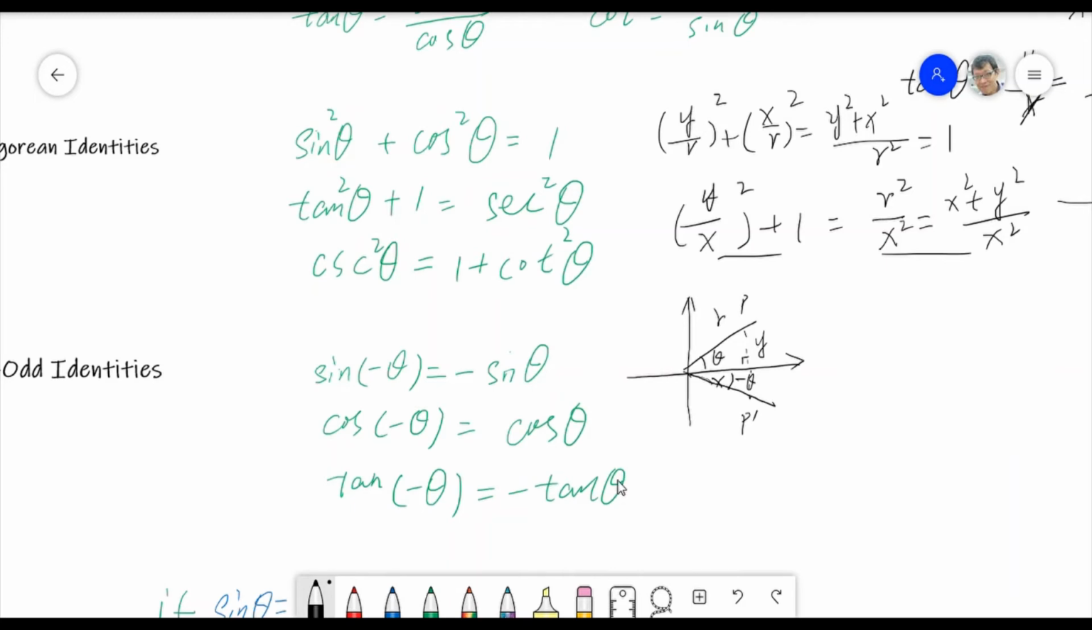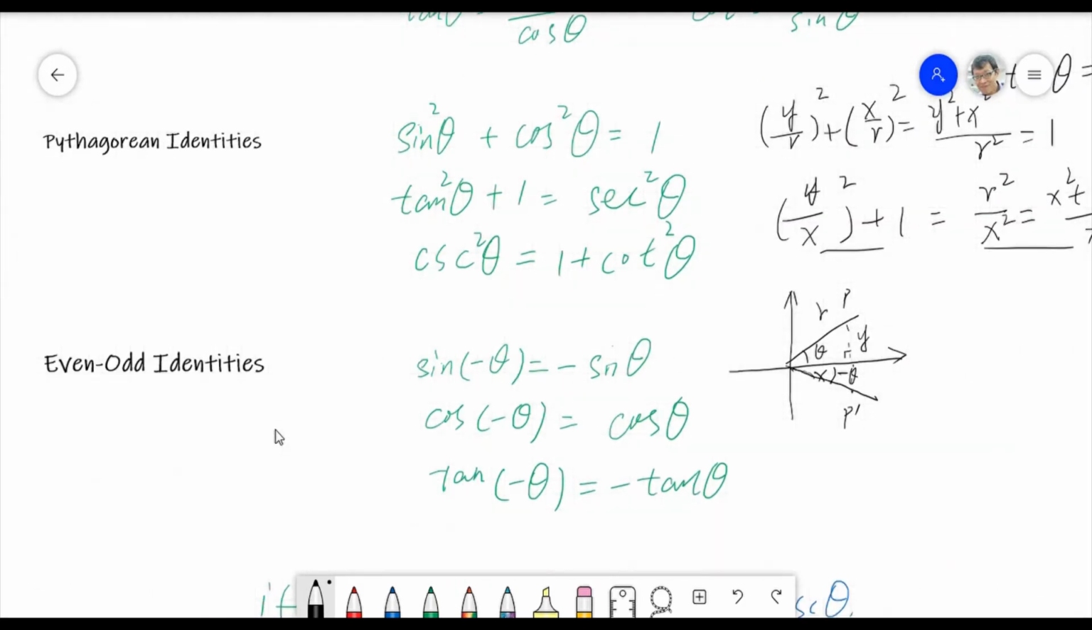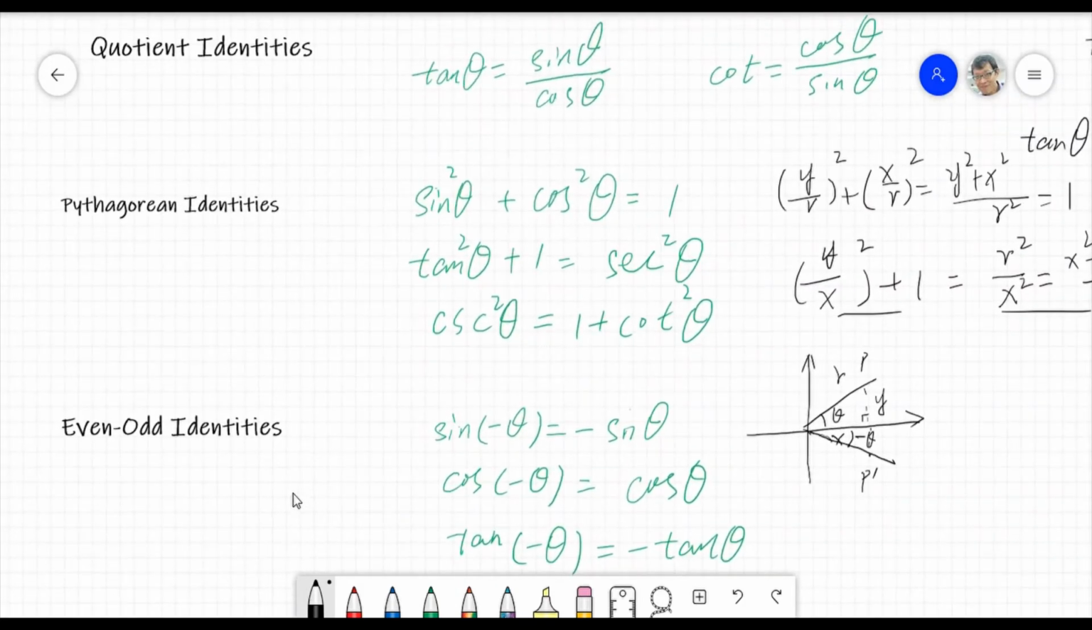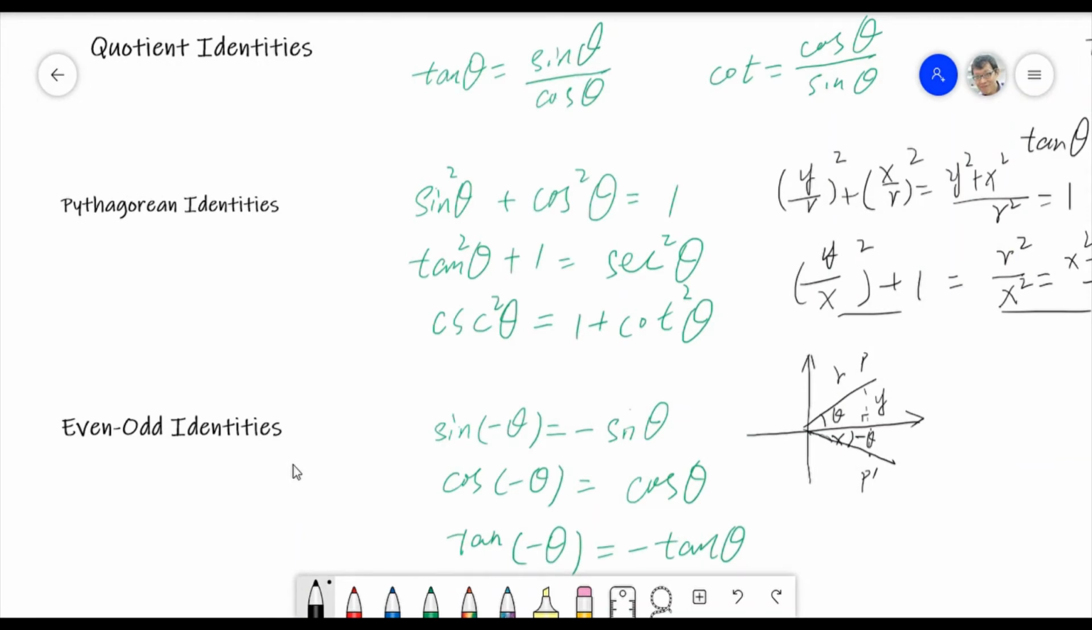How about tangent? Tangent is the same as odd, right? Odd identity. So tangent is what? Y divided by x. So the only difference is y. One is positive, one is negative, but the same kind of number, right? So definitely it is odd. So these are the four standard identities of trigonometry. Remember this, because they have a lot of algebra calculation based on this.